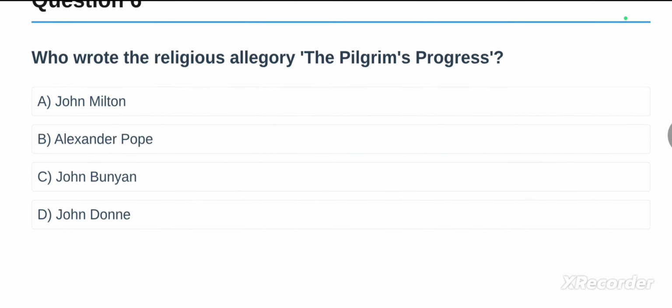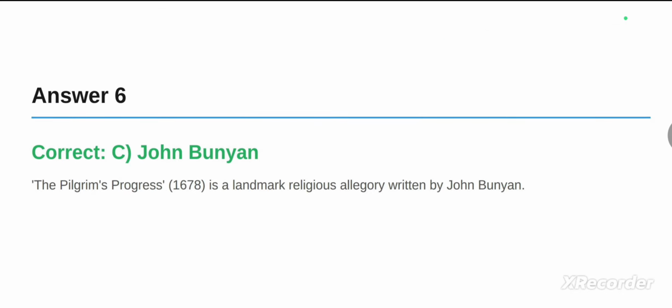The sixth question is, who wrote the religious allegory The Pilgrim's Progress? And the answer is John Bunyan. And this work published in 1678 and it is a landmark religious allegory written by John Bunyan. And we all know the main character is Christian.